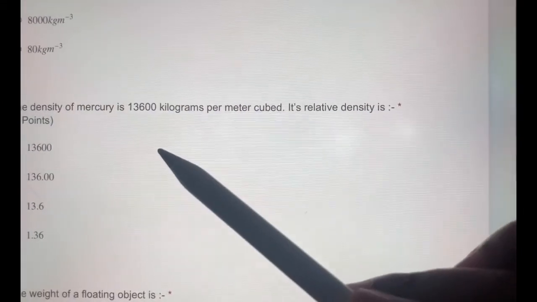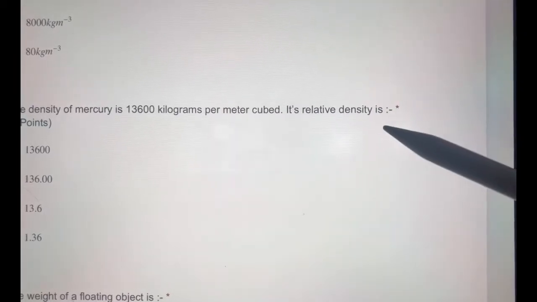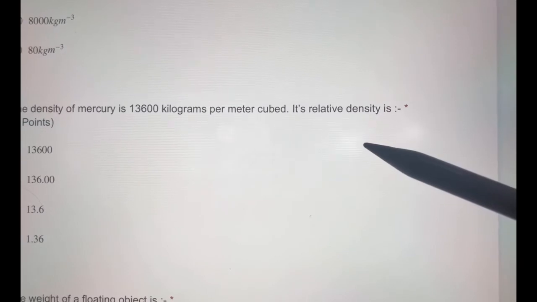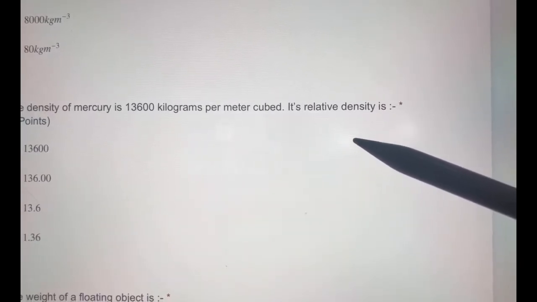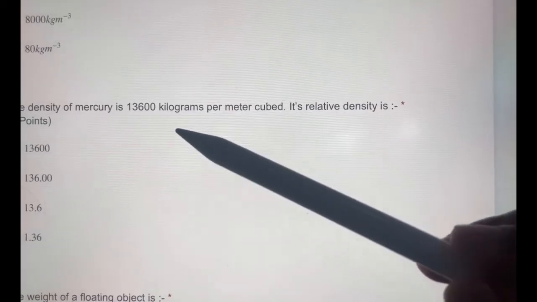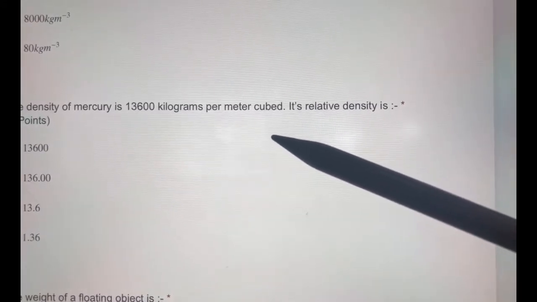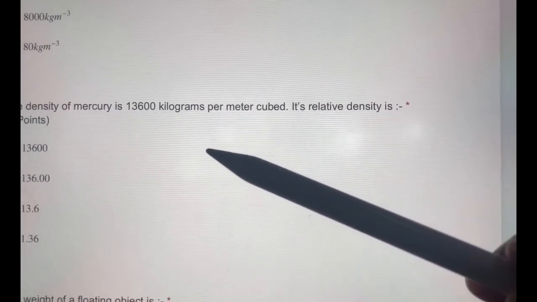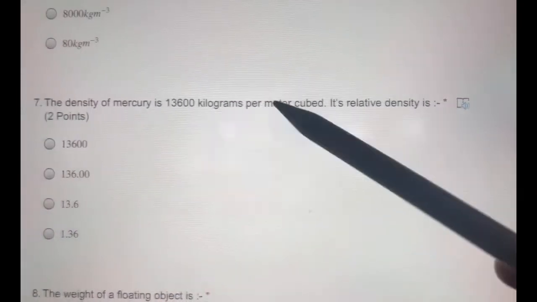The density of mercury is 13,600 kilograms per meter cube. Its relative density is? So we know relative density is density of the substance divided by the density of water. In this case, the density of mercury is given in kilograms per meter cube. So when you divide by the density of water, that should also be expressed in kilograms per meter cube. So 13,600 divided by 1000 will give you 13.6. So this option is the correct one.